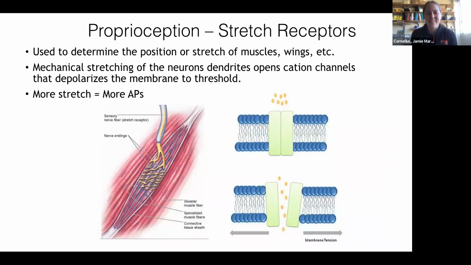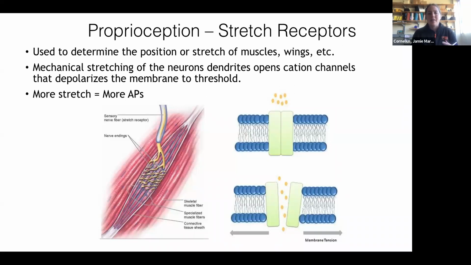I'll have to look it up and see if there's other categories of proprioceptors. But stretch receptors are used throughout the body in lots and lots of different contexts. And what they're able to do is to determine the stretch of a muscle, a wing, a bladder, whatever it is in the body. And it's, again, just like the hair cell, we have a mechanical gate to the neuron.